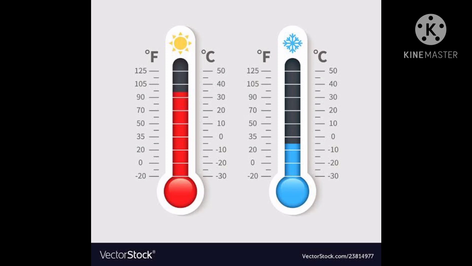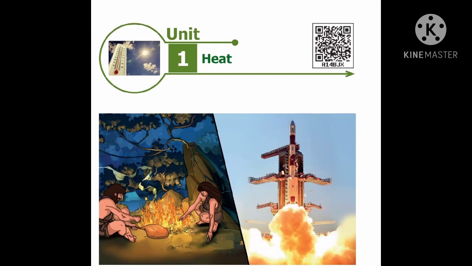Next, conductors and insulators. What are conductors? Conductors are materials. They transfer heat energy or they allow heat energy to get transferred from one end to another. For example, silver spoon, metal scale, bill pin, iron rod. They are very good conductors of heat energy.